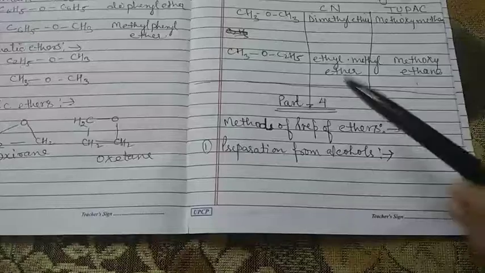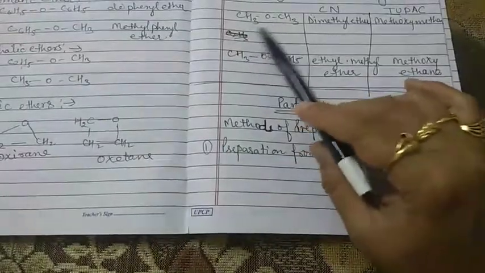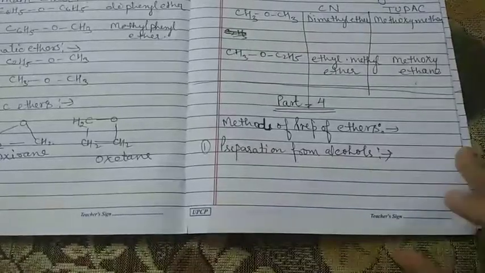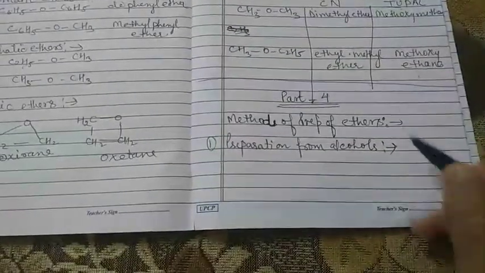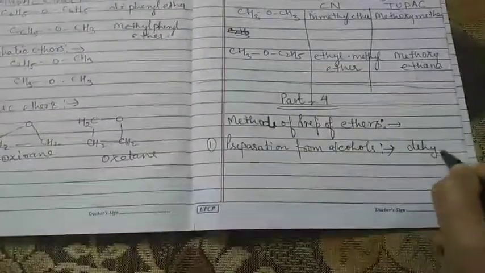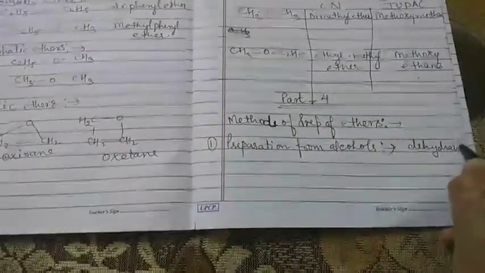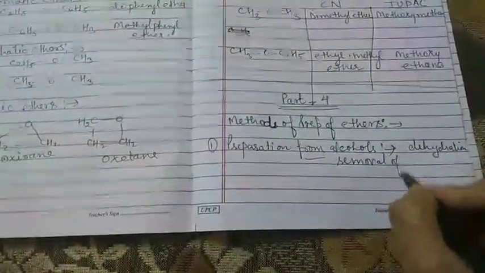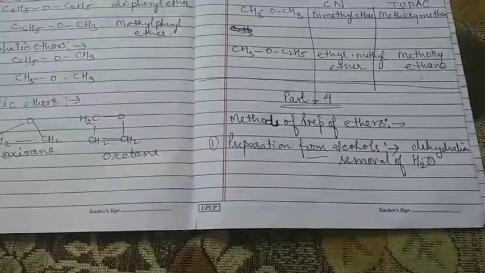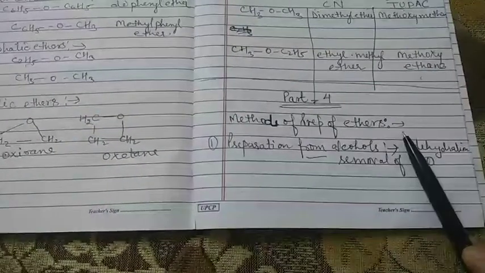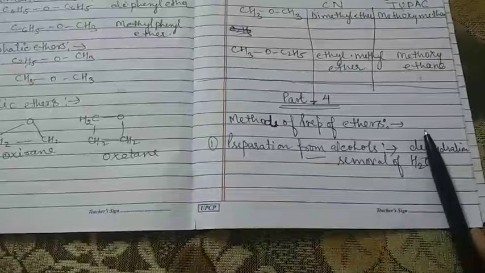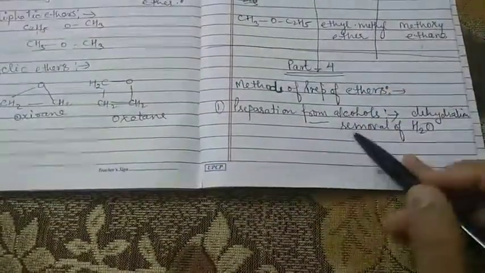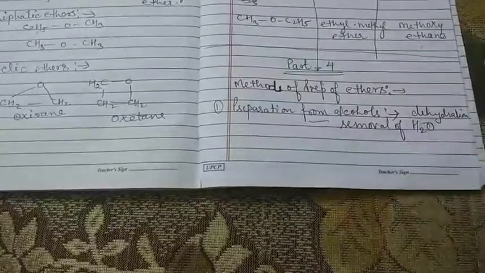The simple ethers mean like this. This is the type of a simple ether. The simple ether can be prepared by dehydration of alcohol. Now the meaning of dehydration is removal of water. So the simple ether can be prepared by the dehydration of alcohol with concentrated sulfuric acid, and here the temperature is 413 Kelvin.